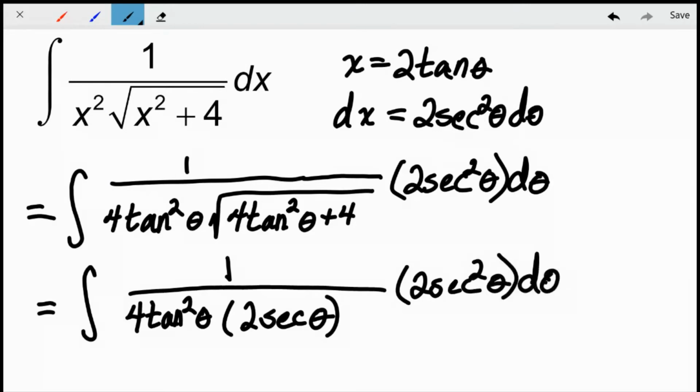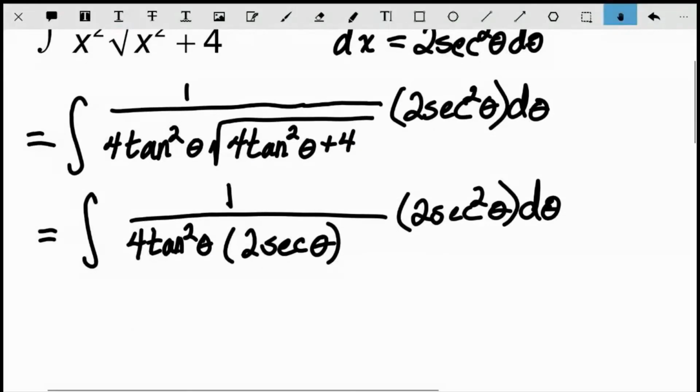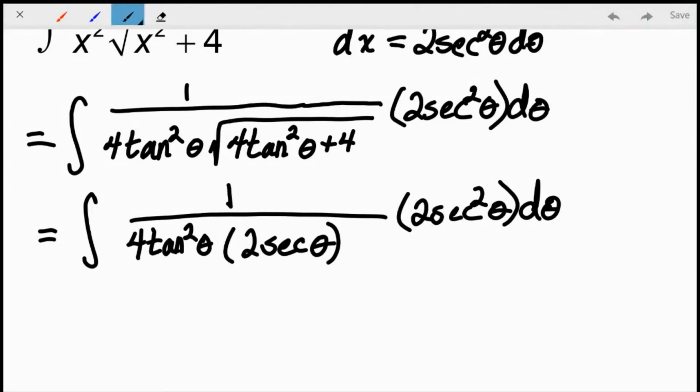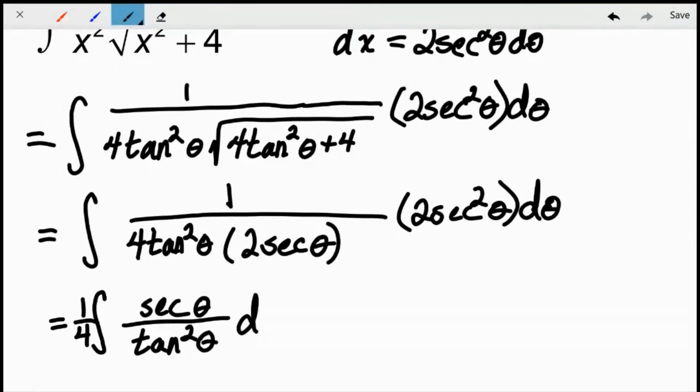And now I can simplify a little bit more. What I'm going to end up with is this. I've got a 2 here that's going to cancel out with a 4 and a 2, so essentially I'm going to have a 1/4. I'm just going to put the 1/4 out in front of the integral so it's not messing things up. I have a secant squared and a secant that will cancel down into a secant theta. And then in the denominator I have a tangent squared theta. Okay, so you can see how this is now starting to simplify down nicely.